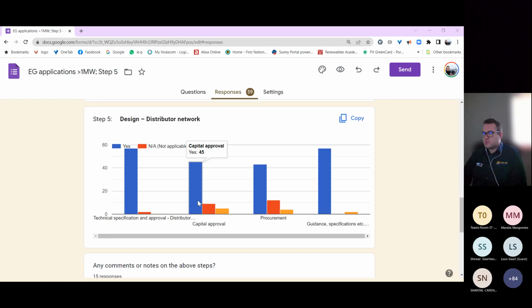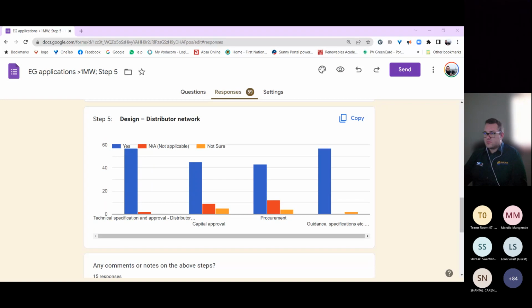I think the not applicable might once again be for smaller generators where there isn't actually any additional work that needs to be done. If you've got the standard process or policy, for instance, for just a meter exchange, of course, that's already gone through approval processes to have that specification, and then you can continue with that.